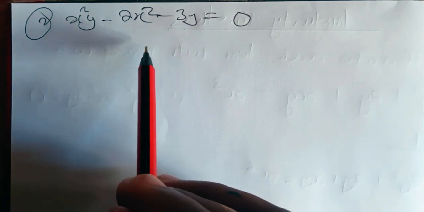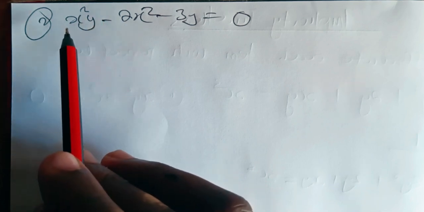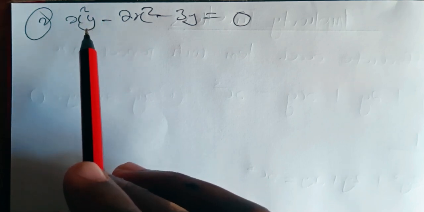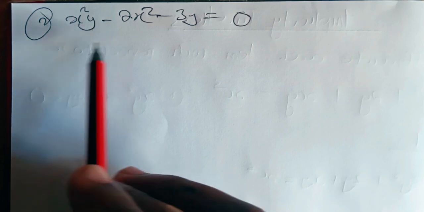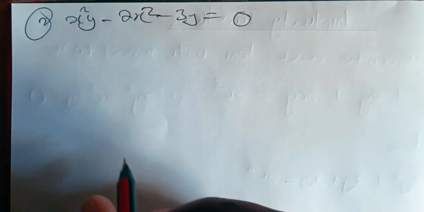Remember, I've said where you differentiate with respect to x, you just differentiate with x, but where you differentiate with respect to y, you make sure you multiply that function with dy dx. That's the principle of implicit differentiation. So you have seen this with the first term that we have. It is x squared y minus 2x squared minus 3y equals 0.